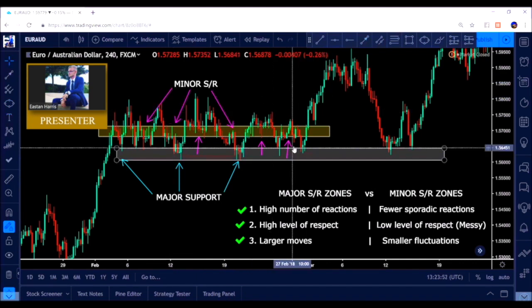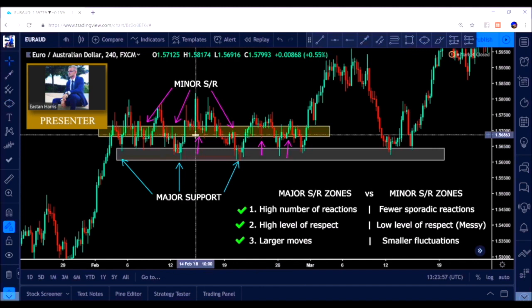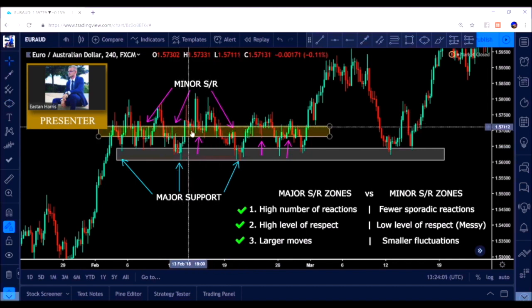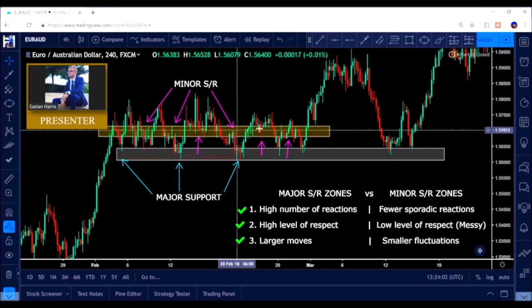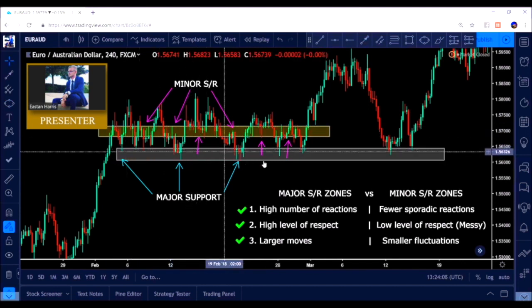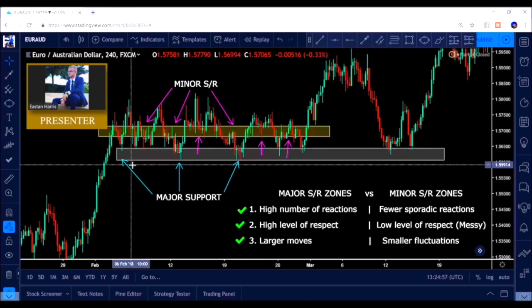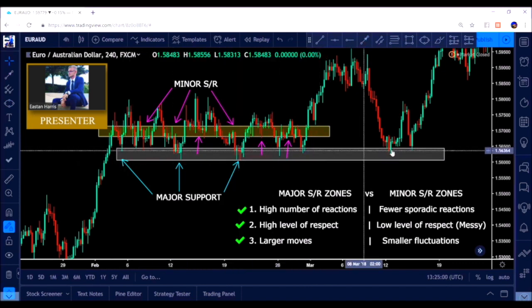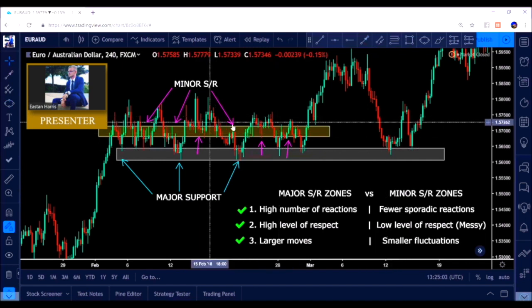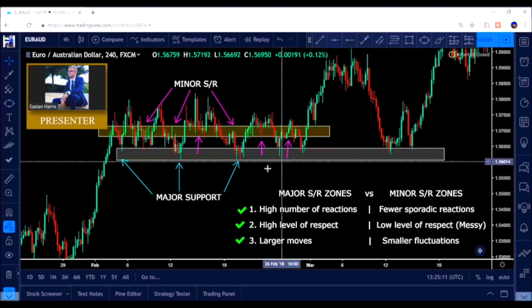But really, guys, it's so easy to differentiate between the two, because you really have to work to find the correct boundaries for these minor support and resistances. These major ones, it's very clear cut and dry. It's much more obvious with major supports. They're much more noticeable. You always want to pay more attention to the major support and resistances. Know that the minor support and resistances are there, but ideally you want to be playing off the major ones.